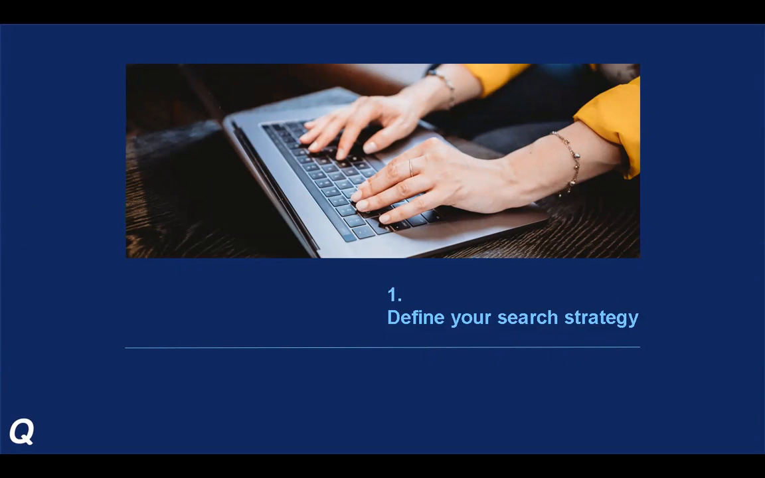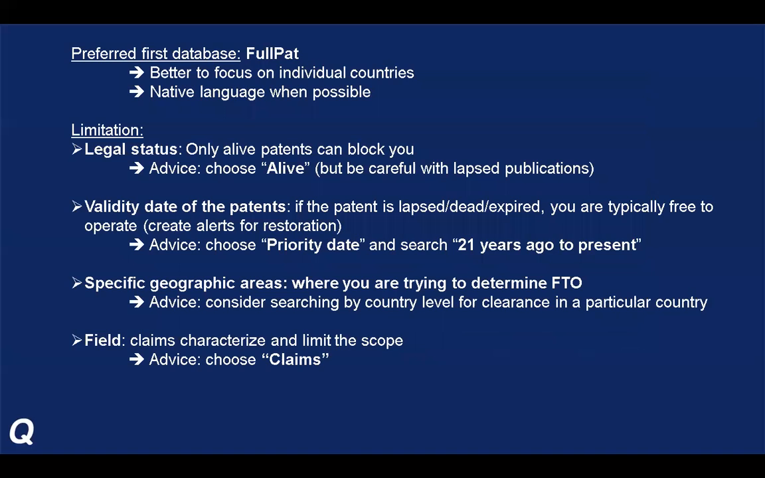Now we'll deep dive into the features of Orbit Intelligence which you can use to perform a freedom to operate search. For freedom to operate, the preferred first database, or sub-database, is called FullPat. Here, you can specifically focus on individual countries. This helps you see the patent specifications coming from your keyword result set directly.